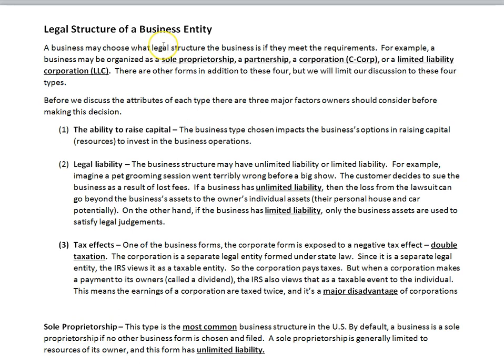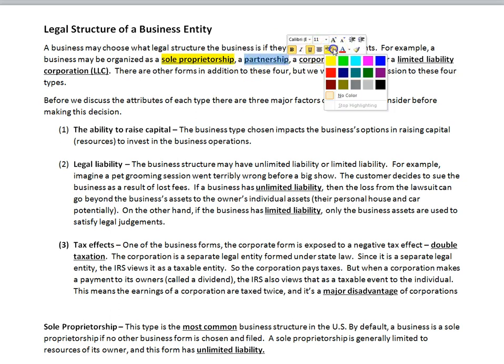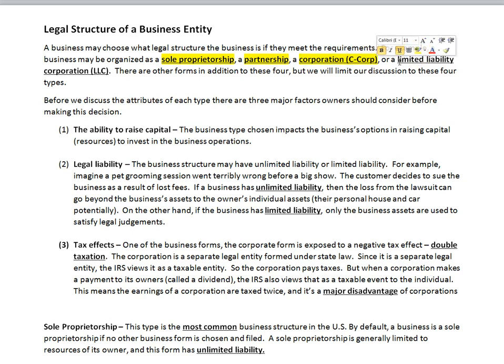On the next page, we're going to look at the different legal structures of a business. We're going to look through four types. Be aware there are more than these four. We're going to look at a sole proprietorship, a partnership, a corporation or C Corp. There's also an S Corp, that's why this one's called a C Corp, but we're not talking about the S Corp today. And a limited liability company or LLC.